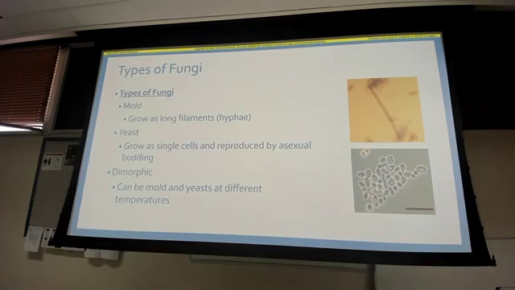So we have different types of fungi. We have mold, yeast, and dimorphic. With mold, they grow in long filamentous hyphae, and that's going to be our top picture there. Yeast is going to be the most common thing that we talk about today. The most common one that we'll talk about is Candida. And this grows as single cells that reproduce by asexual budding, and that's going to be the bottom picture. And then we have dimorphic. That means they can be mold and yeast. It just depends on the temperature that they're currently in.